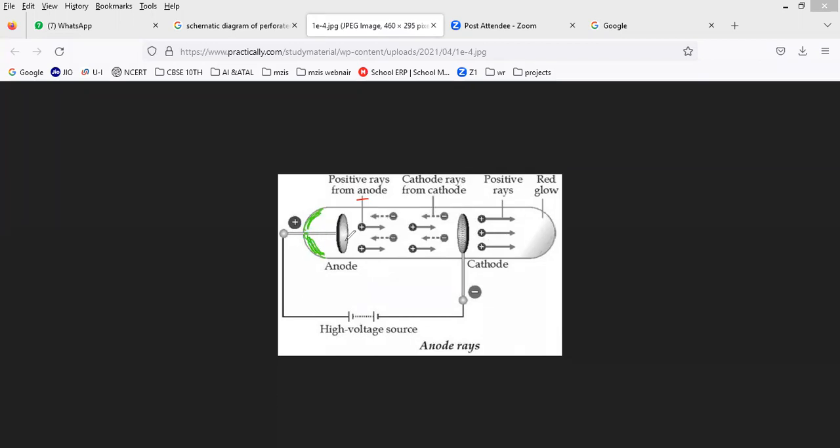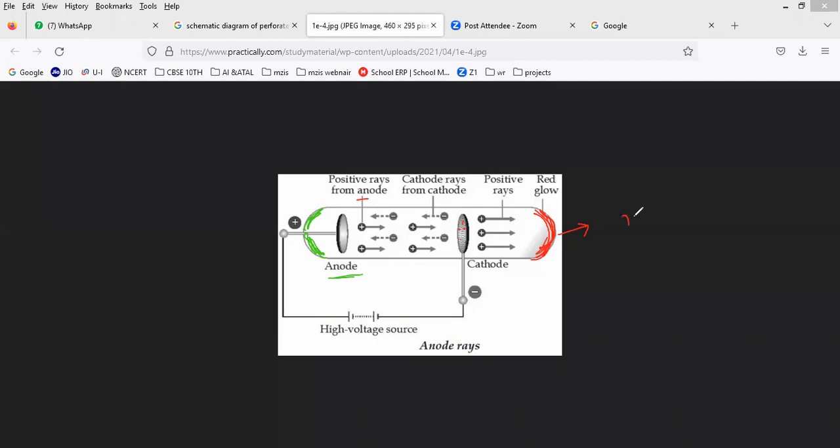Now, positive rays from the anode go and pass through the perforated cathode. The small dots indicate holes, and it forms a red color. So red fluorescence forms behind the cathode. That is how the anode rays experiment was discovered.